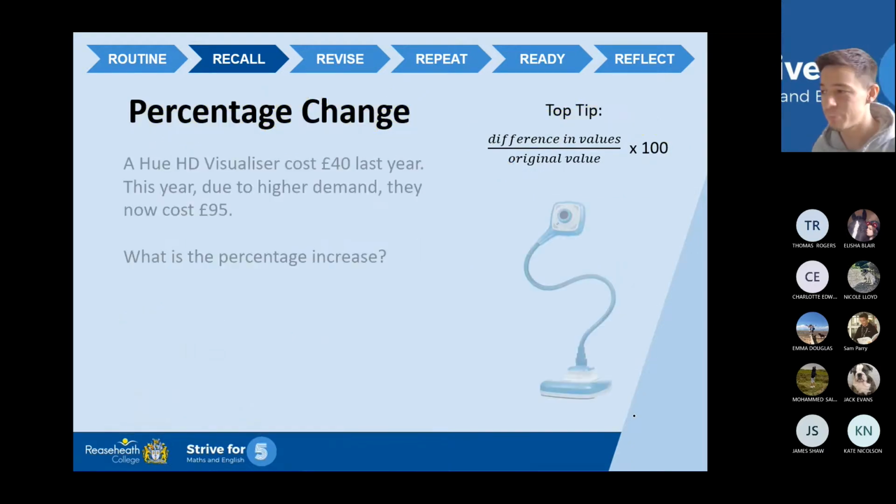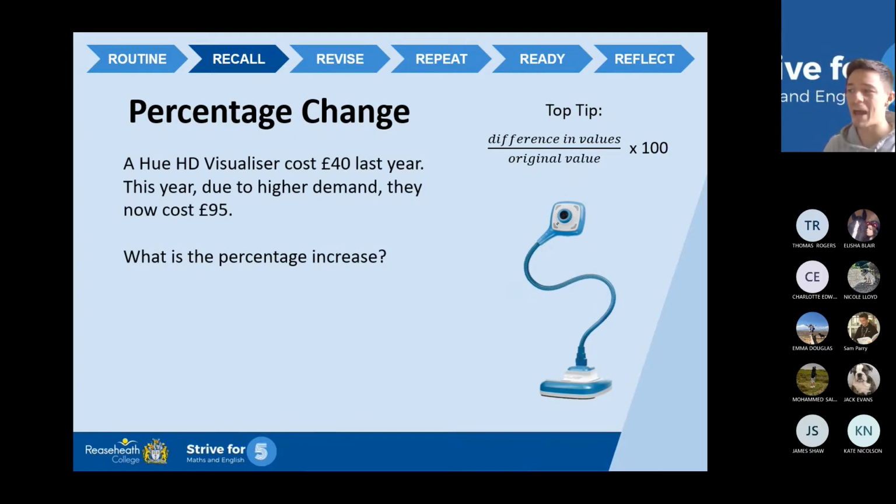Let's do another example. So, a visualizer. It cost £40 last year. This year, it now costs £95. What is the percentage increase? So how much has that gone up by in terms of a percentage? Well, what is the difference between 95 and 40? Well, the difference between those two numbers, 95 take away 40, is 55.